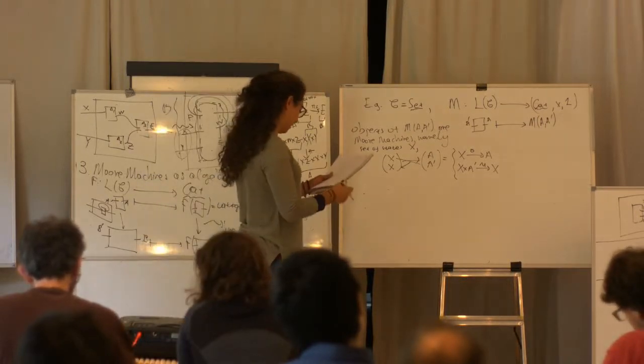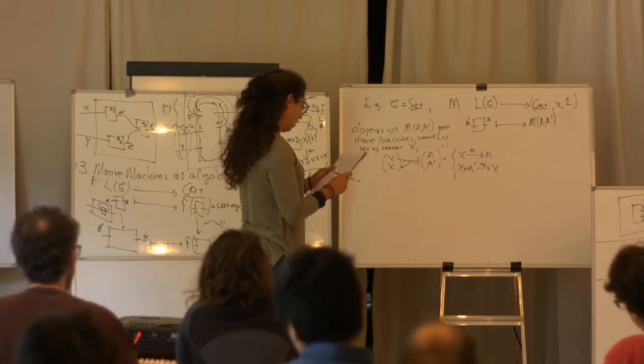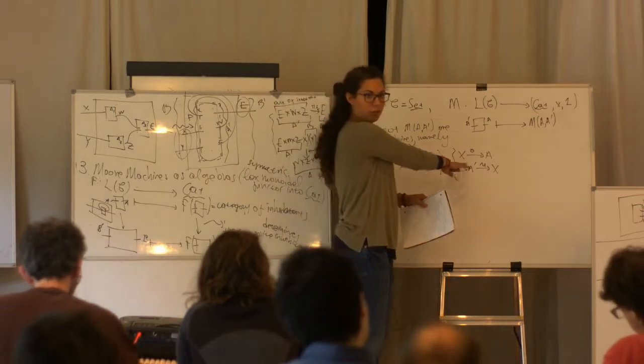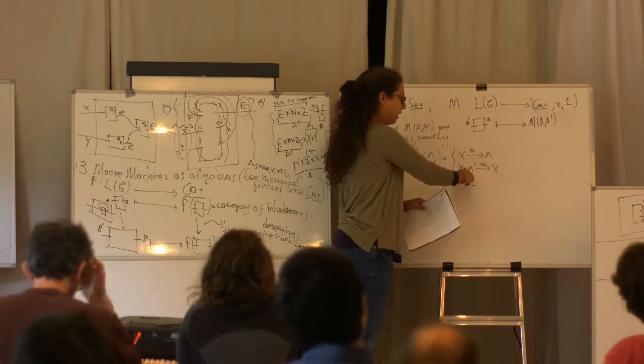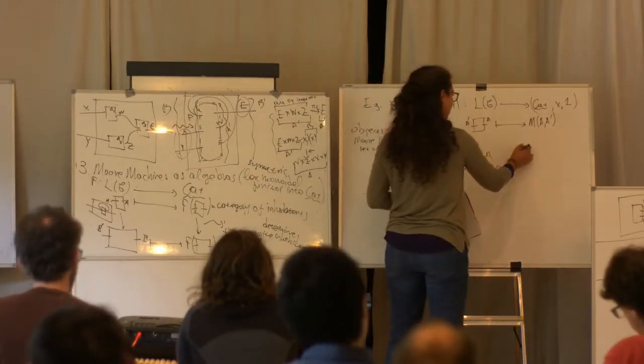And as I said, this is a category. Do you want to say what the category structure is? Okay, is this clear, first of all, this definition of a Moore machine? Outputs coming from a state and update depending on a state and an input. So let me actually give an example right away.